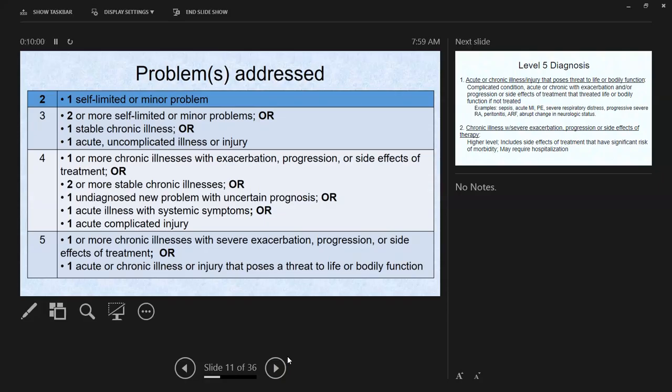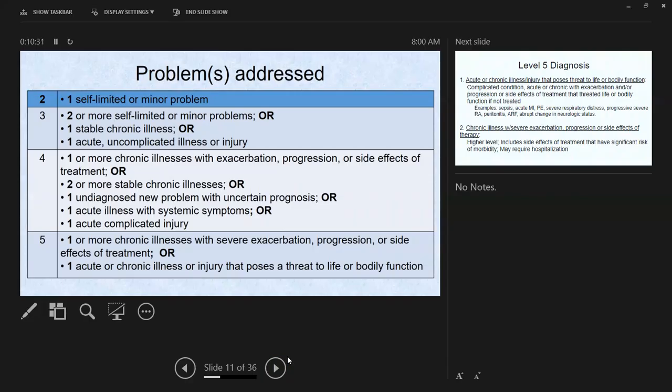An undiagnosed new problem with an uncertain prognosis. Let's think about a gross hematuria evaluation. We don't know why the patient has gross hematuria, but it could be something bad lurking underneath as the cause. So we have an uncertain prognosis on what we might find during that evaluation. An acute illness with systemic symptoms, such as pyelonephritis or prostatitis, where the patient has fevers and chills, are systemic symptoms. An acute complicated injury, such as loss of consciousness during a trauma, for example.